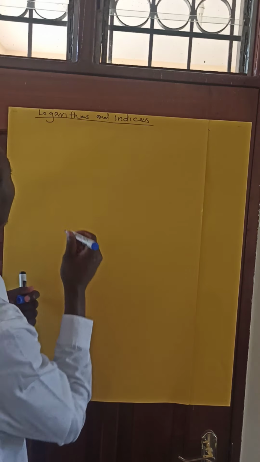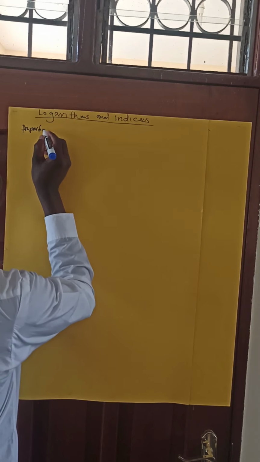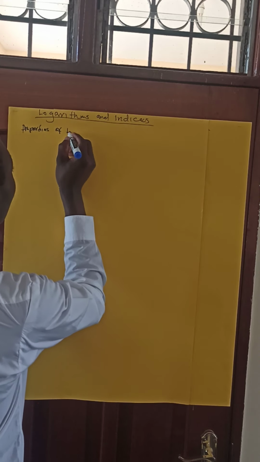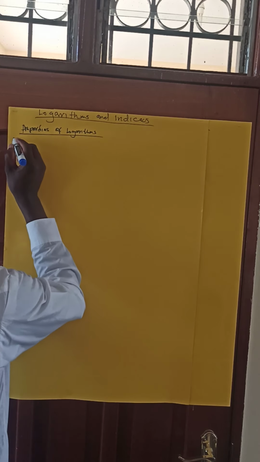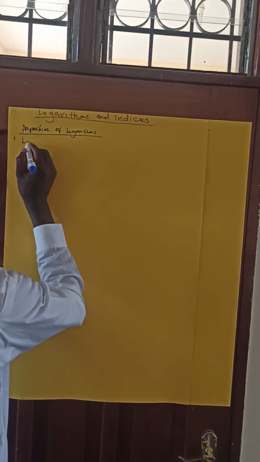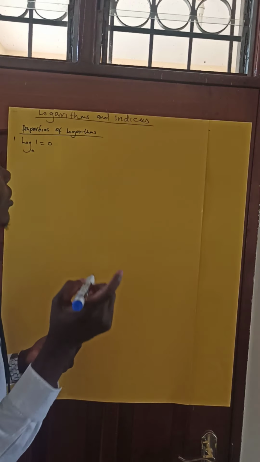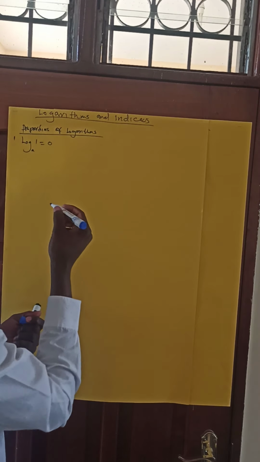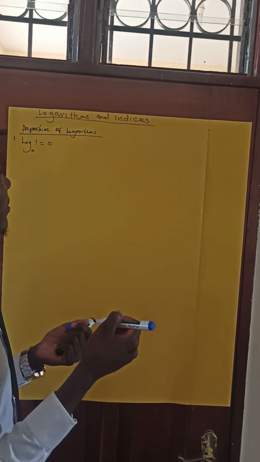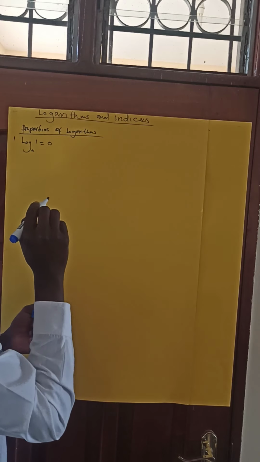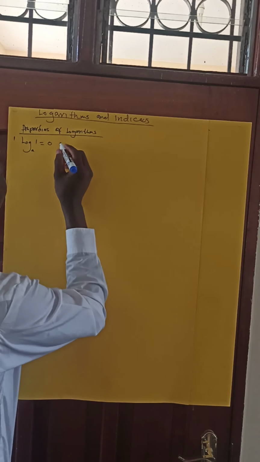Property number one, log 1 to any base, the unknown, which is a. It can be 1, it can be 2, or any number. That one, log 1 to any base is always 0, and that is what we call the zero exponent rule.